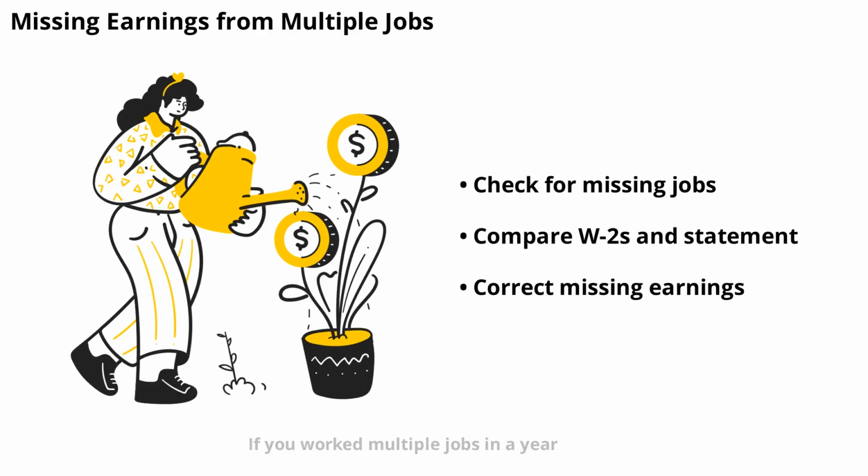If you worked multiple jobs in a year, make sure all your earnings are reported. Sometimes, wages from a second or part-time job are missing from your record. Compare your W-2s with your Social Security statement to ensure everything is included. If you find missing earnings, follow the correction steps we've discussed.